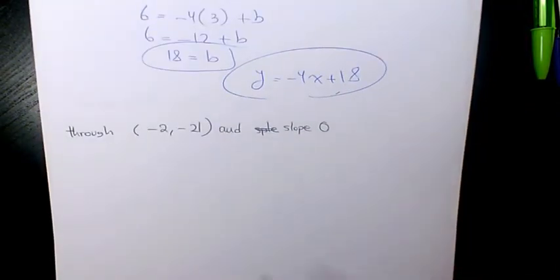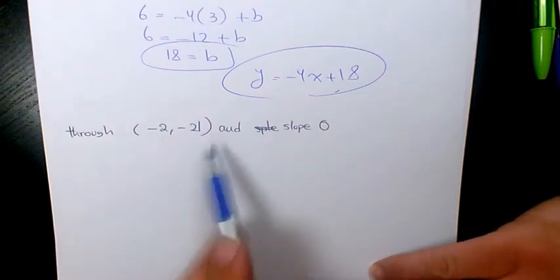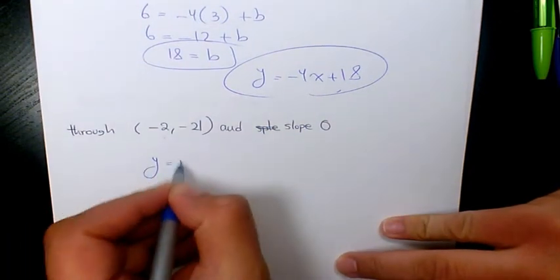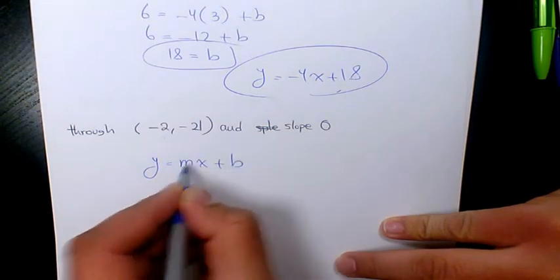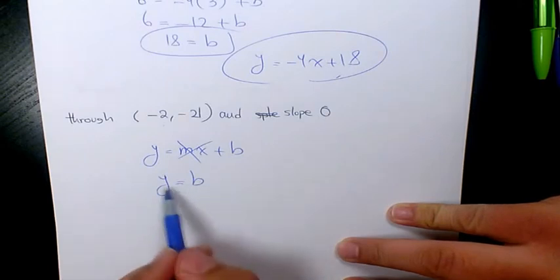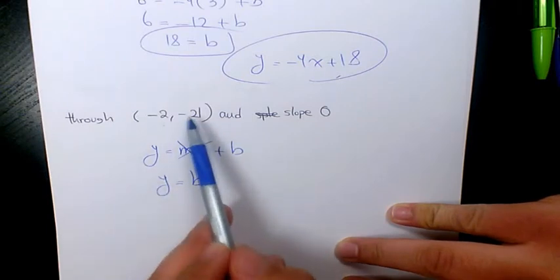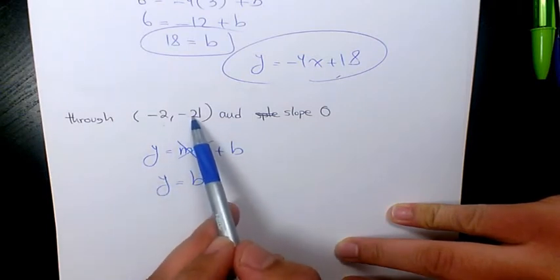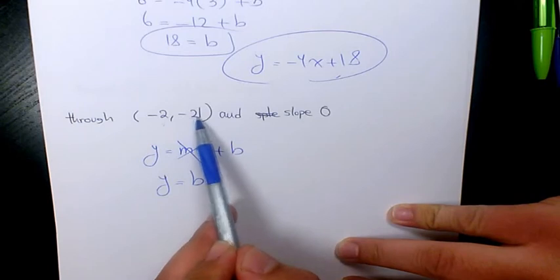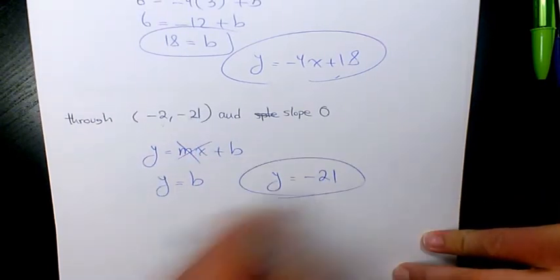Next example, slope is 0 and it's passing through negative 2 and negative 21. So we have y equals mx plus b. M is 0, so this part is going to be 0. Y equals b. It means that y is not changing with x and y is constant. So all the points on this line have the same y as this point. So it's going to be y equals negative 21.